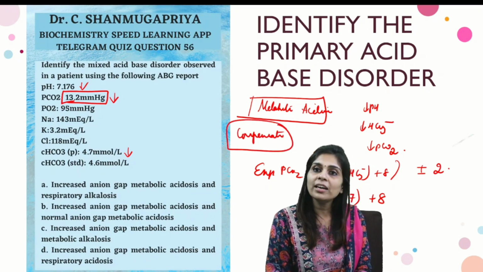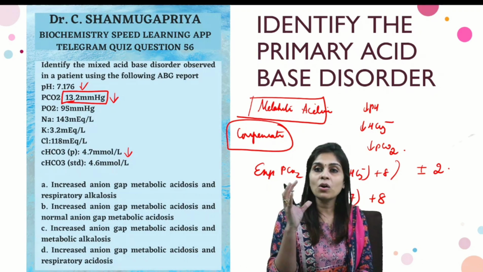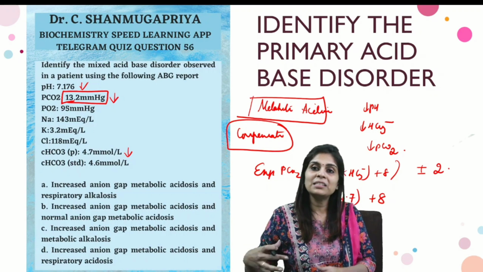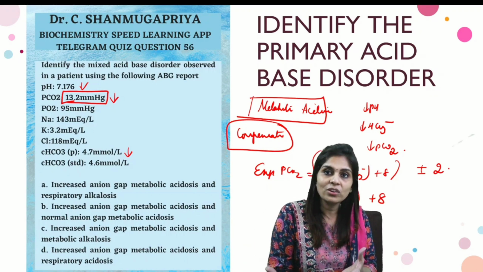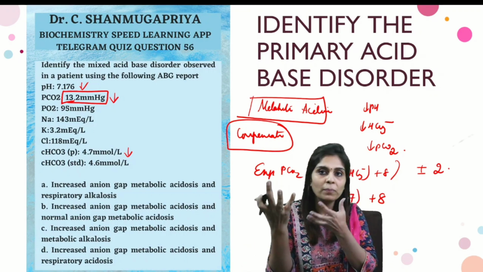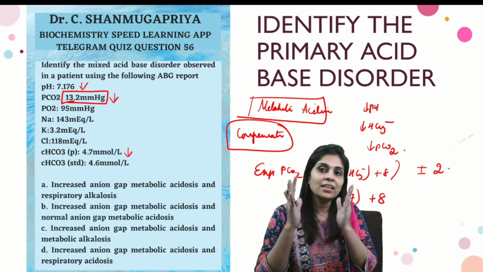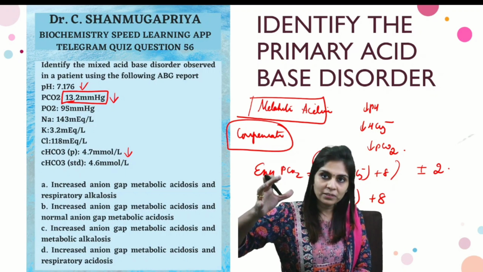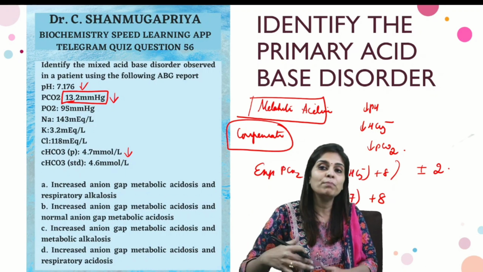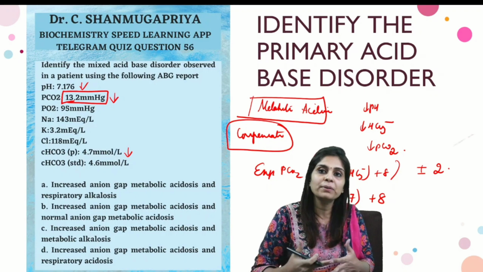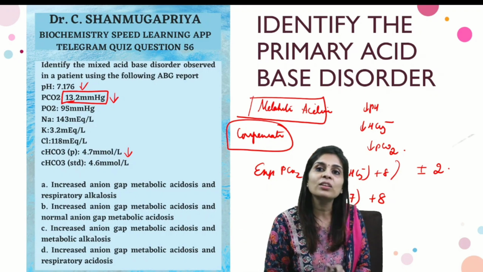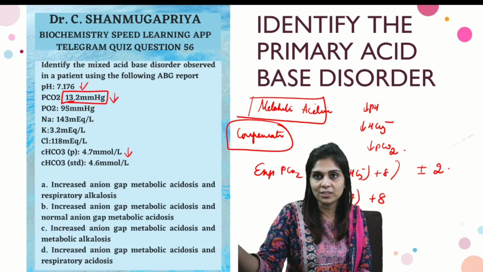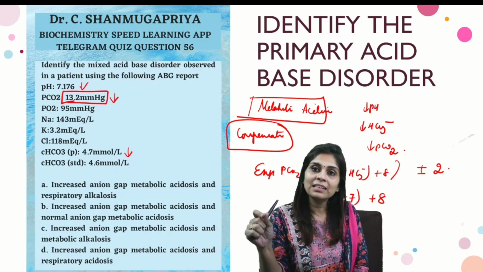At this point, I would like you to understand what a compensated condition means. It does not mean that the respiratory system has effectively compensated the acidotic condition to bring the pH to normal. It just means that the respiratory system is working to its maximum, trying to compensate for this acidosis, which means beyond this you cannot depend on the respiratory system to compensate for the drop in pH. That's what we mean by compensated metabolic acidosis.